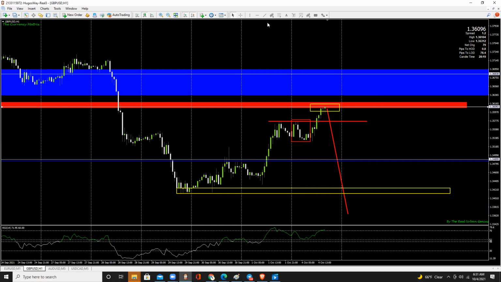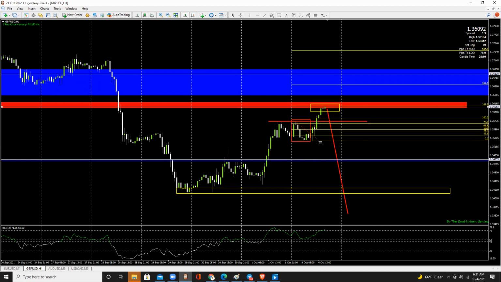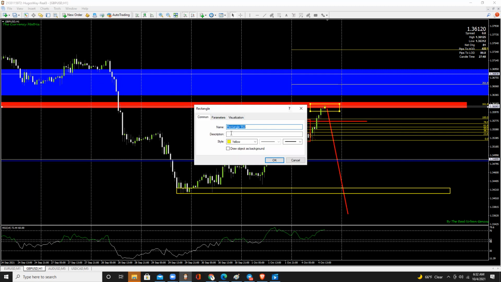Now we can pull out our Fibonacci again. Fibonacci here off the Asian range, swing high to swing low. If you look at where this high is being set, it's being set right on top of, or right below the 161.8. So this level is likely to be solidified as a high.